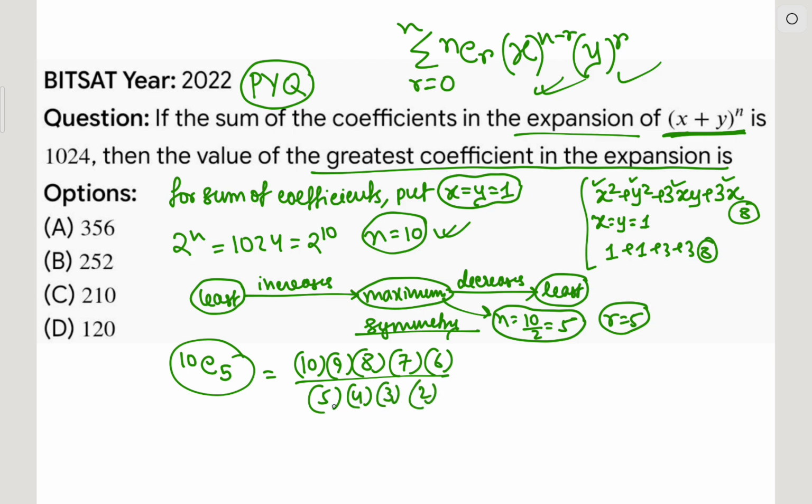5 to the 10, 4 to the 8, 3 to the 6, 63 into 4. So the answer will be 252. Let's check it. 4 3 is 12, 6 24, 25. So 252 is our final answer, that is option number B.